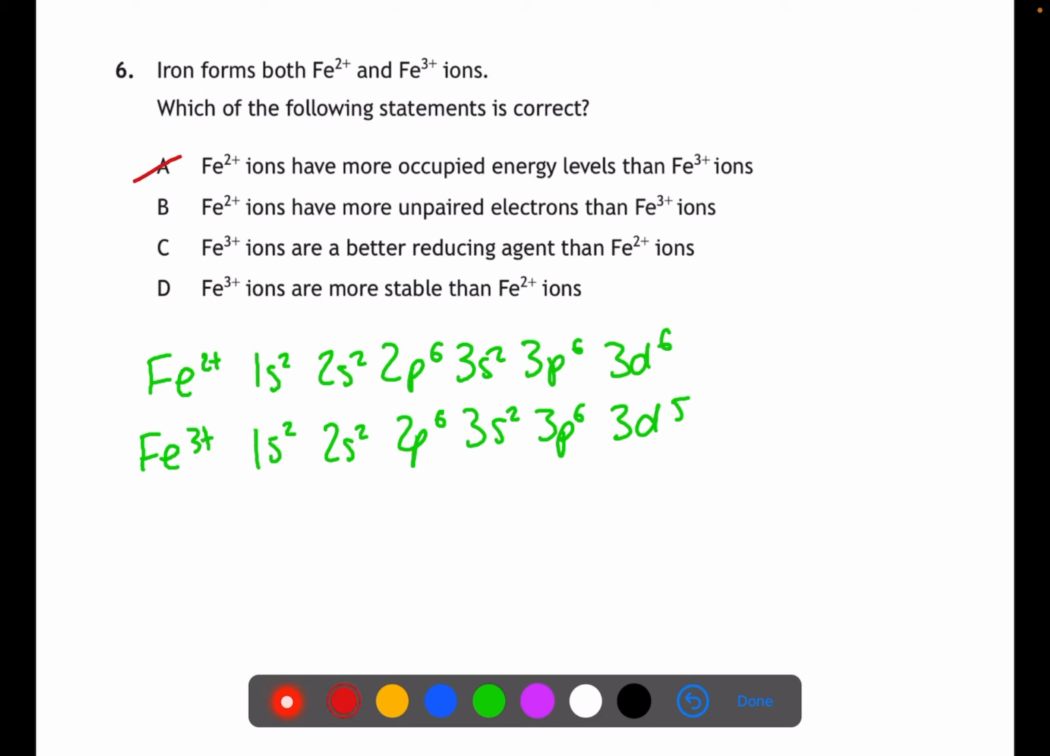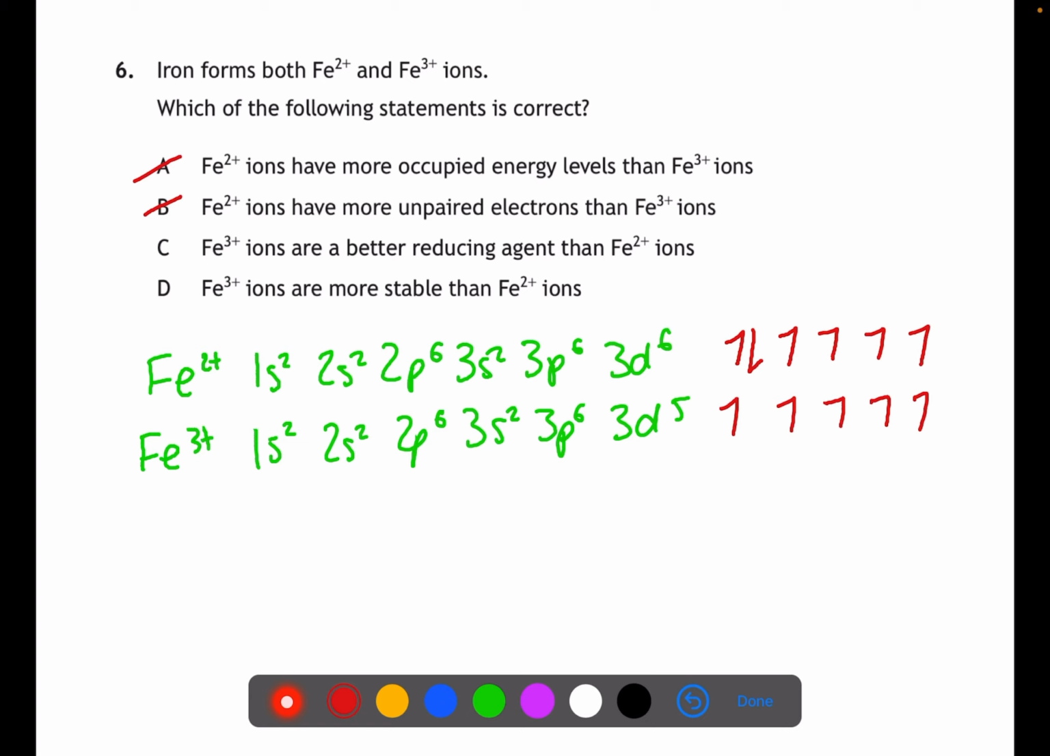For part B, Fe2+ ions have more unpaired electrons than Fe3+ ions. In an Fe2+ ion, we would have this arrangement for the d electrons, where we have 4 unpaired electrons. In an Fe3+, we will have 5 unpaired electrons.